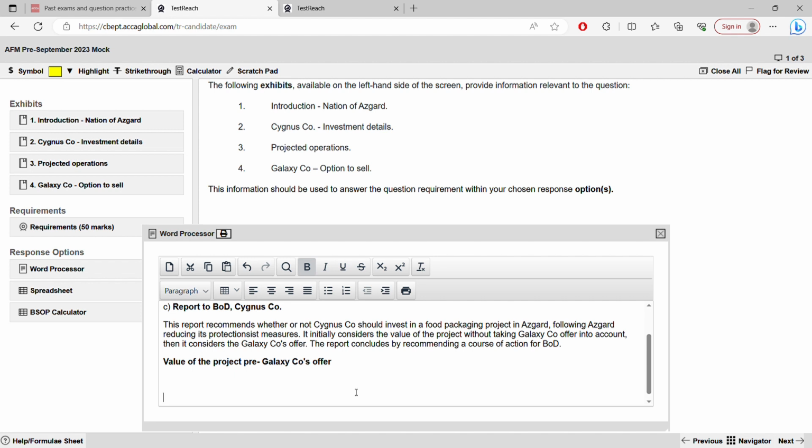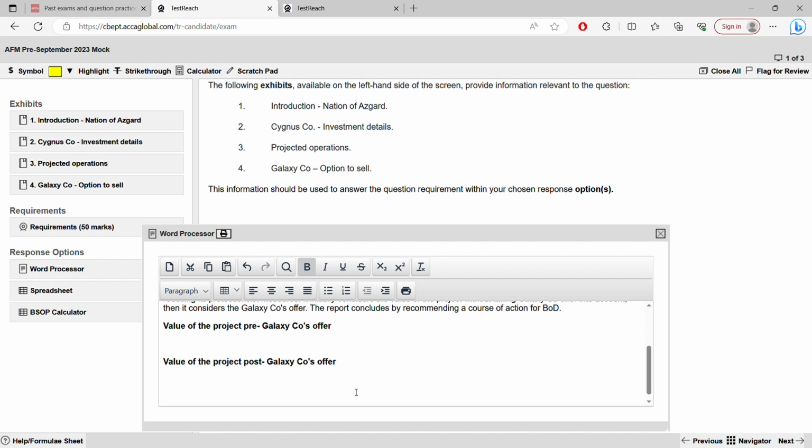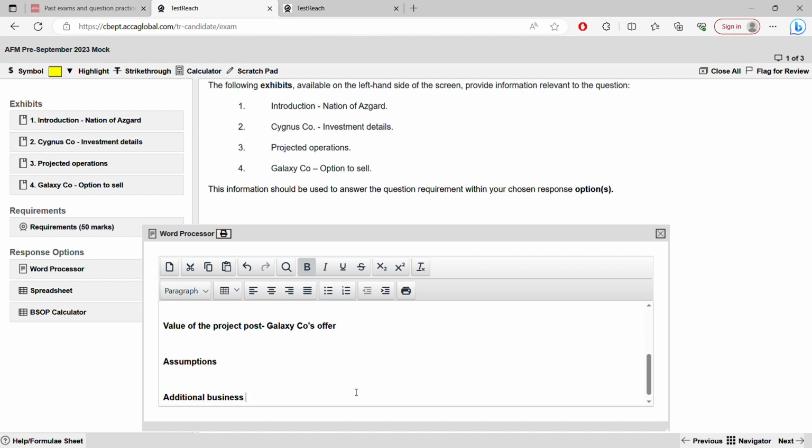Then value of the project post. This is my way of writing. In the answer you might see different terms and you might see that both of these are written in the same paragraph. That's fine. You can write them together under one subheading or two separate subheadings. I do it according to requirements. Then assumptions, because they told about assumptions. Then additional business risk. Then finally recommendation.